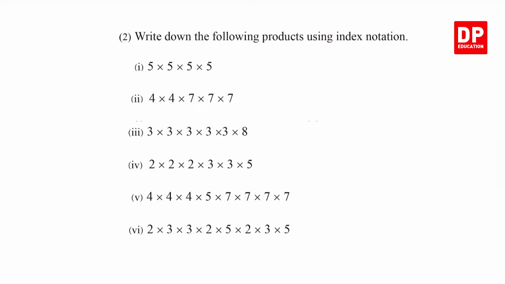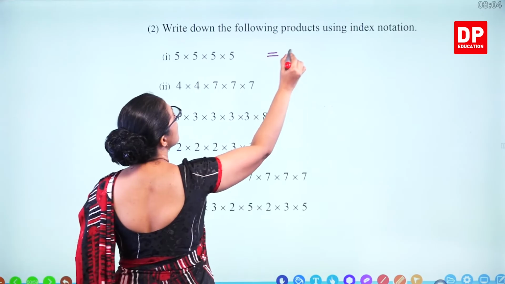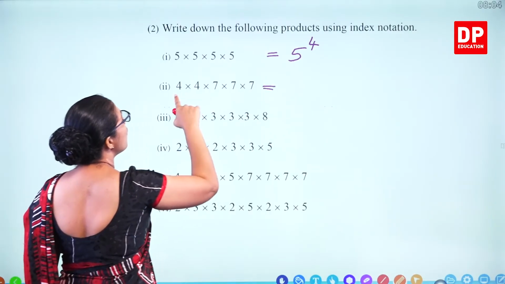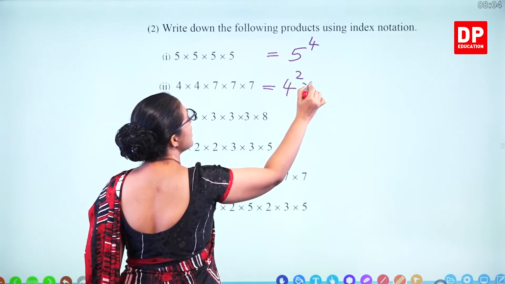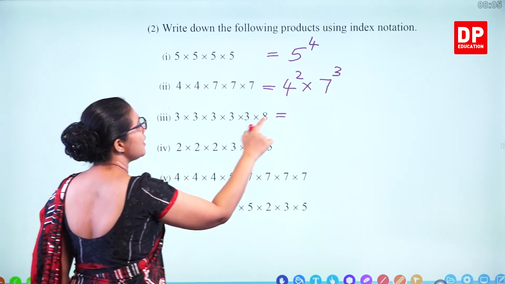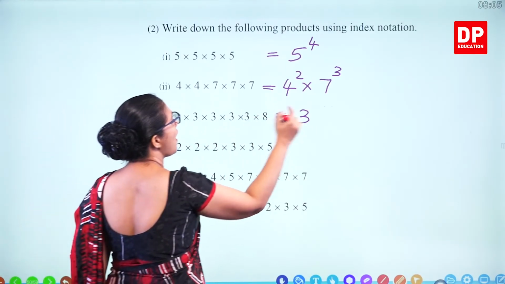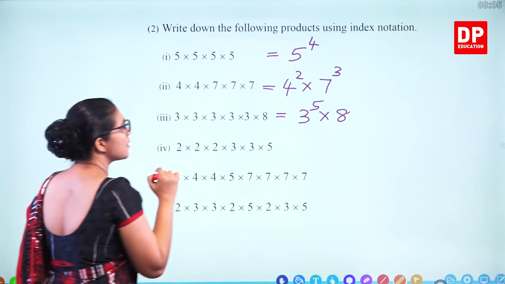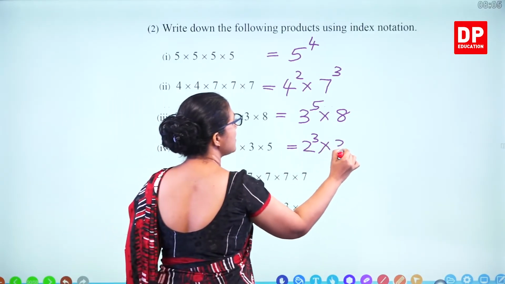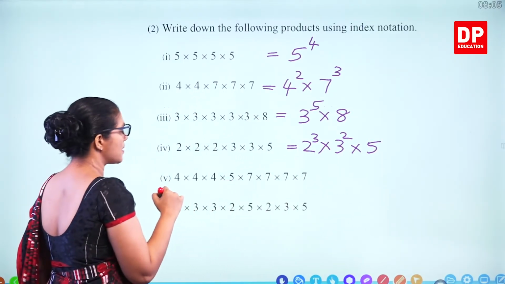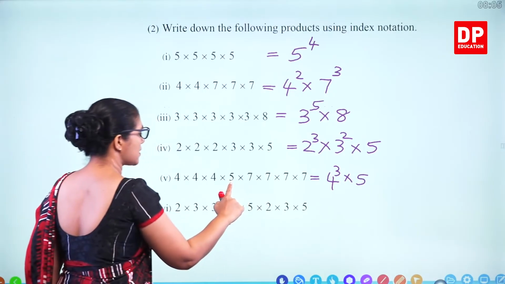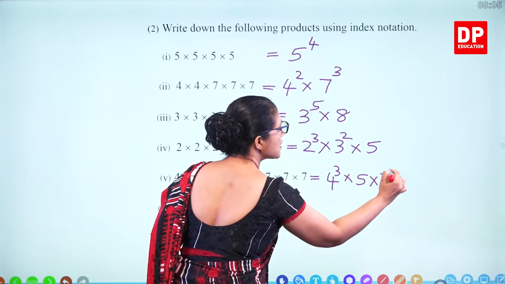Write down the following products using index notation. 5, how many times? 1, 2, 3, 4. 4, how many times? 2. And 7, 1, 2, 3. Here 3, how many times? 1, 2, 3, 4, 5. 8 once. 2, 3 times. 3 twice. And 5 once. 4, 3 times. 5 once. And 7, 4 times.